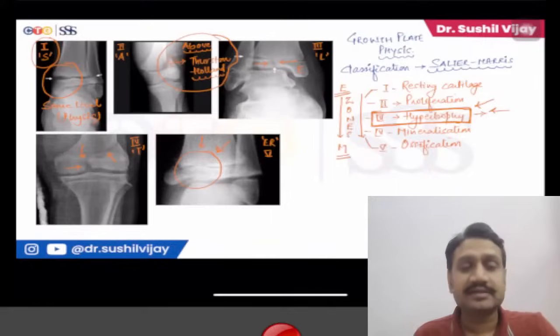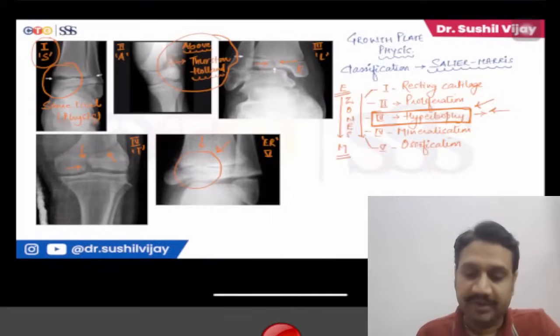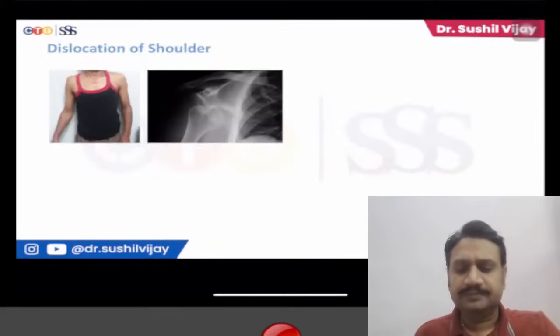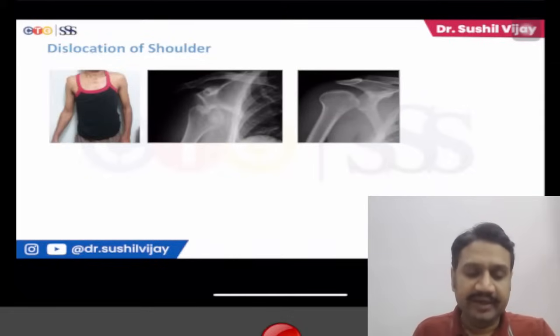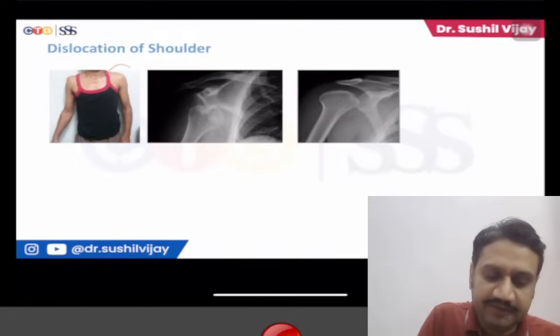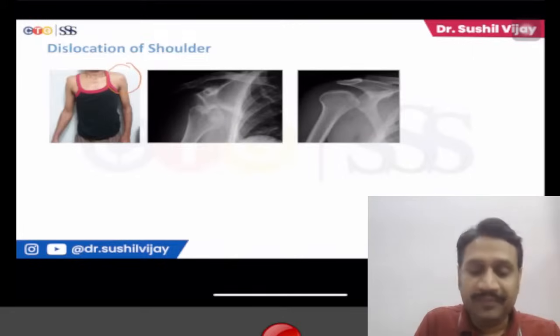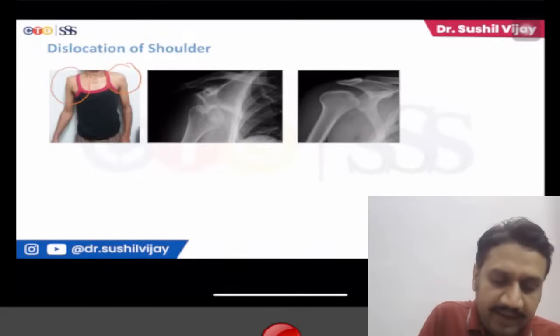Okay, so Salter-Harris has been a recent question. You should be aware of this. Now, the next one is about the trauma itself. In the injuries, you can appreciate that this fellow has the left shoulder with a normal contour and the right one with a prominence of the bone.